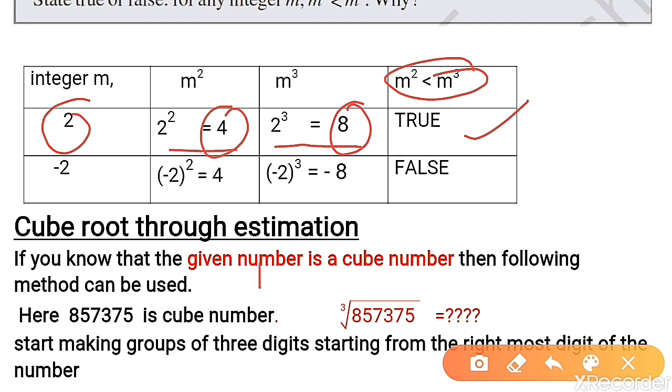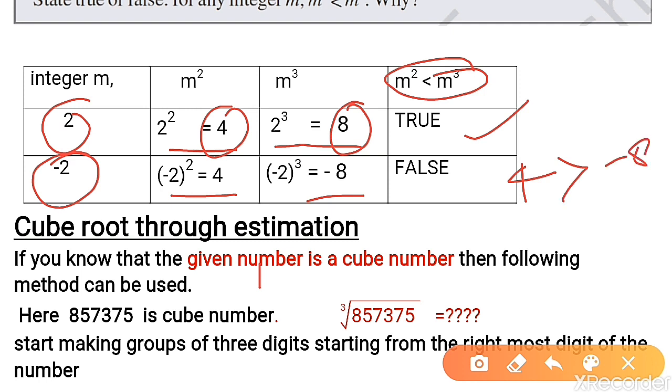Now let us check for minus 2, which is also an integer. If we square it, we get minus 2 square, which equals 4. And if we cube it, we will get minus 8.